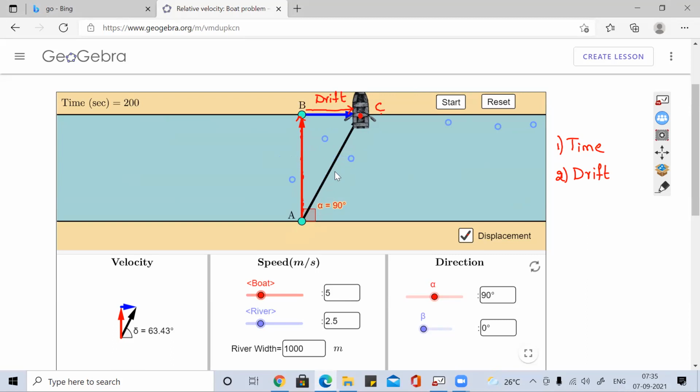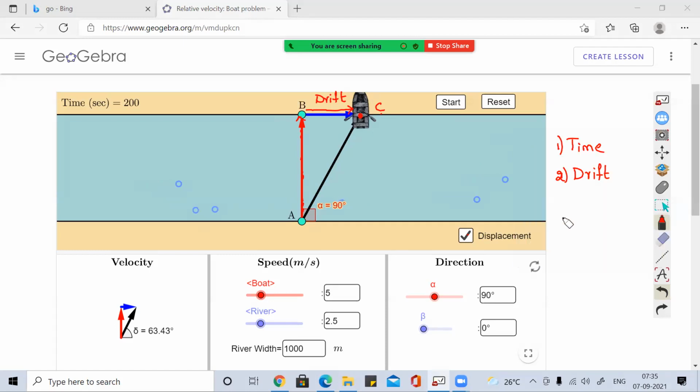Generally this velocity is used to find out the time. Whenever they ask time, we have to use this velocity. Or otherwise there is one more method also, I'll tell you. Anyway, in this model you'll be asked to find two things: one is time, the next one is drift. These are basic questions. Afterwards, we have how to cross the river in shortest time and how to cross the river in shortest path. That is the next one. First you have to understand how to calculate these two things. So now let's begin.